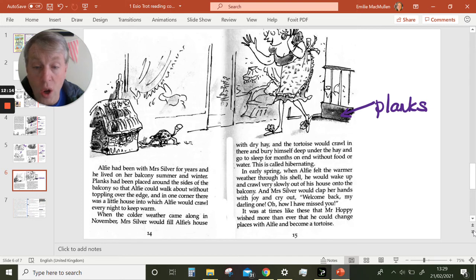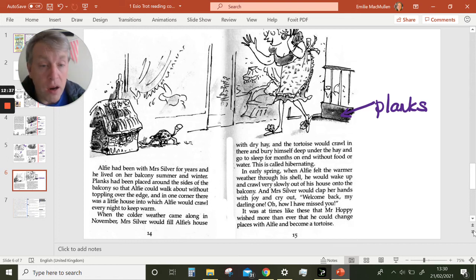When the colder weather came along in November, Mrs. Silver would fill Alfie's house with dry hay, and the tortoise would crawl in there and bury himself deep under the hay and go to sleep for months on end without food or water. This is called hibernating.